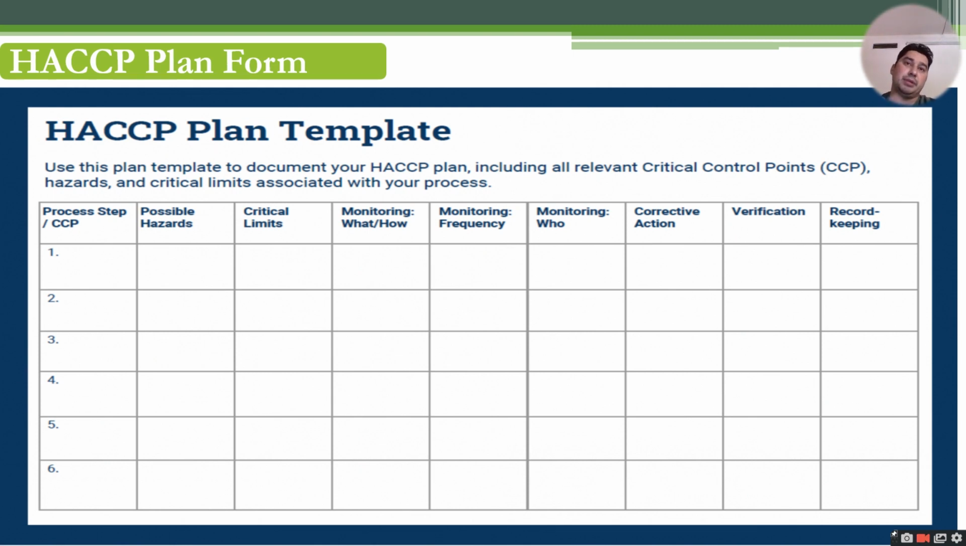Whether you are sending any email to the supplier, and you are asking for corrective actions or not. So these are the things you have to mention in your HACCP plan. For each product and each CCP, you have to follow the same steps.